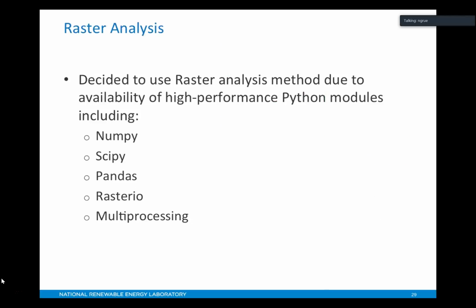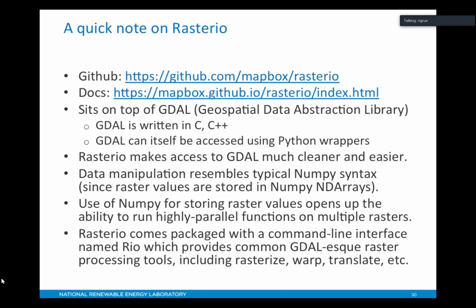So when deciding on the raster analysis, we were looking into these modules: NumPy, SciPy, Pandas, Rasterio, multiprocessing. And all of these were what we were going to end up using and what we did end up using for running this analysis. So I'll just make a quick note on Rasterio. It's a relatively new module, but it really opened up all of this analysis for this method for us.